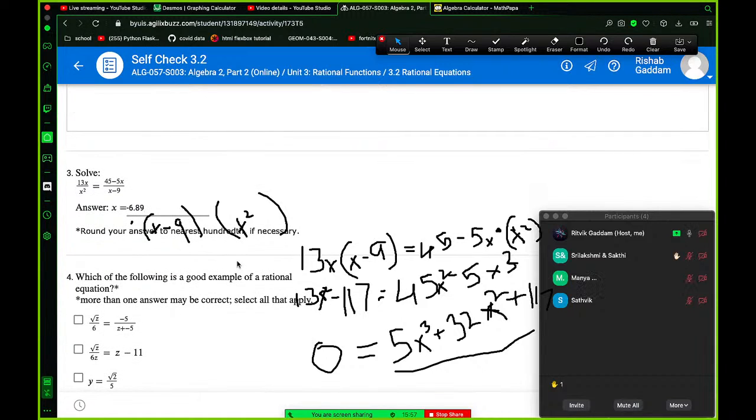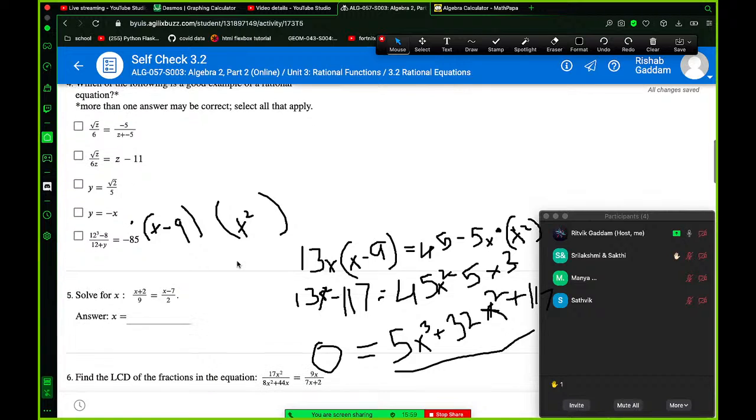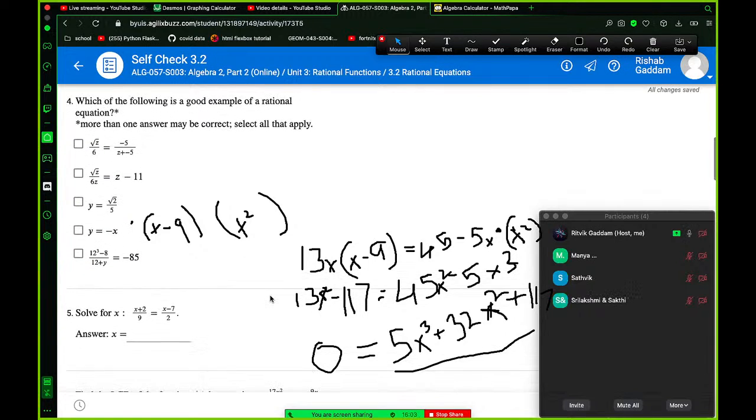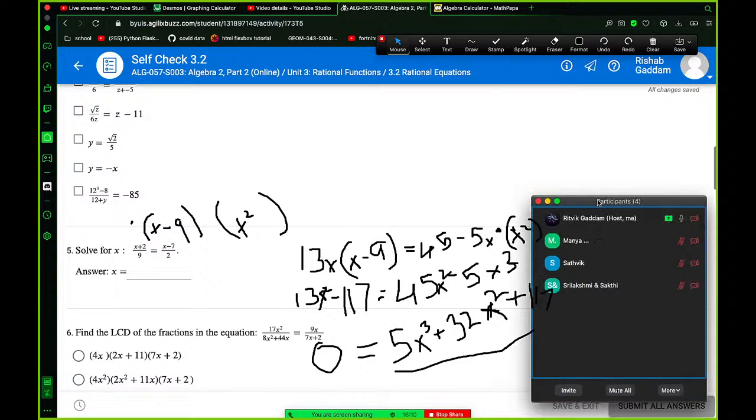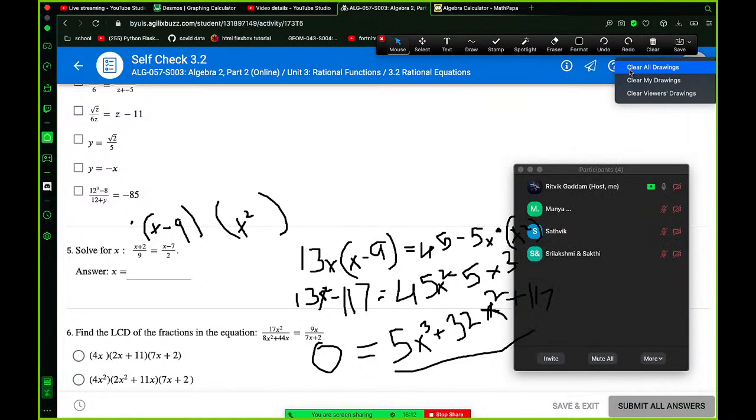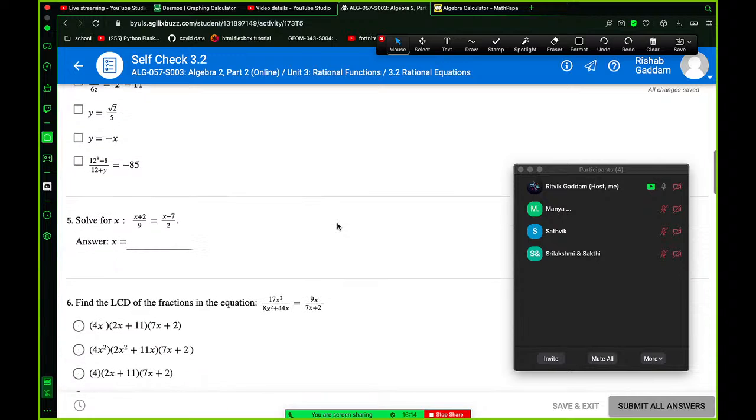Okay, well, if you want to do number 5, raise your hand in the participants list. We're only going to do a few of these. Okay, Manya, you can do this one. I need to go get a pencil and a paper because I put it away. Okay.